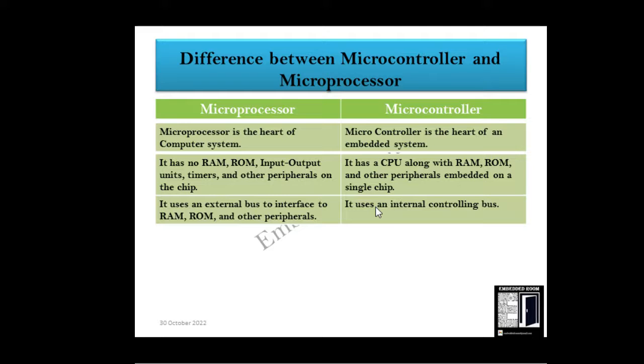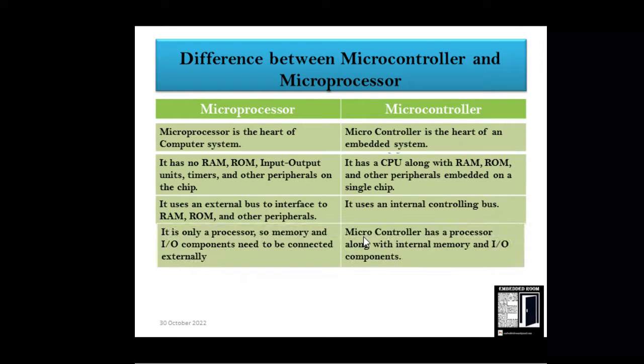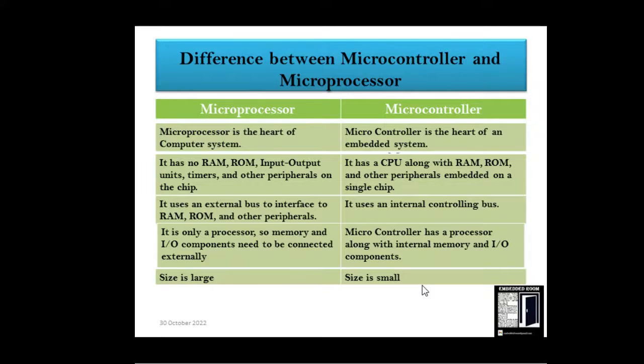In a microprocessor, we need an external bus to interface or communicate with RAM, ROM and other peripherals. But in a microcontroller, all are connected internally by the controlling bus. A microprocessor is only a processor, so memory and I/O components need to be connected externally. In a microcontroller, the processor along with internal memory and the I/Os are connected internally. In a microprocessor, the size is large because we connect peripherals externally, so the size is increased. In a microcontroller, the size is small because everything is on a single chip.